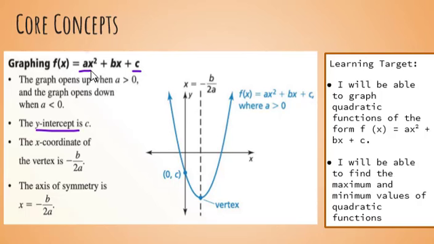And then the x-coordinate of the vertex, as well as the axis of symmetry, comes from this formula here, which is x equals negative b over 2a. So when you calculate that, that's going to give you the x value of your vertex as well as this axis of symmetry line.